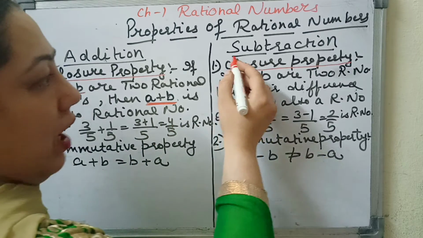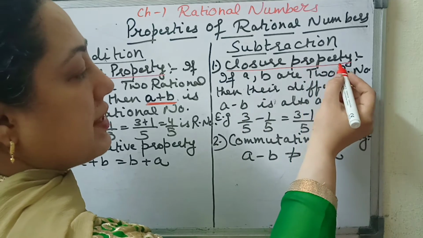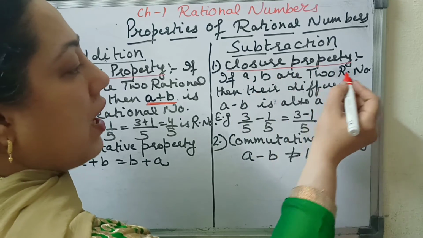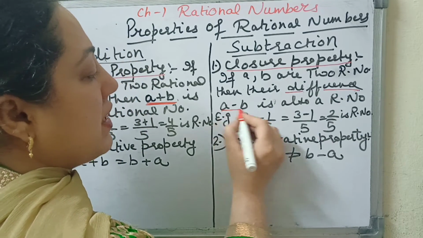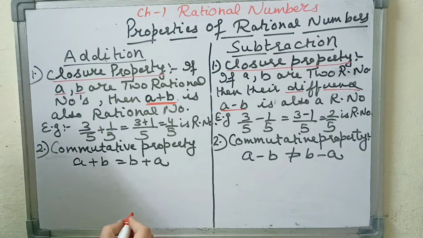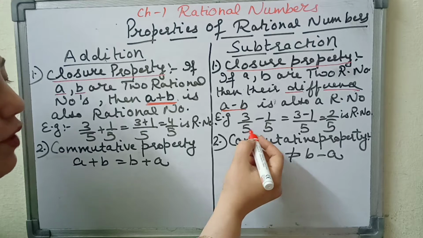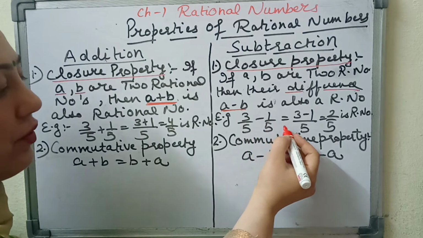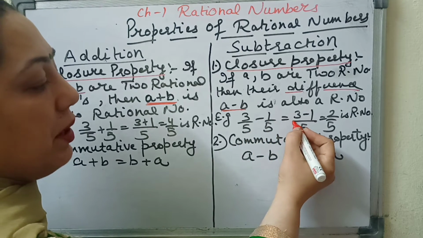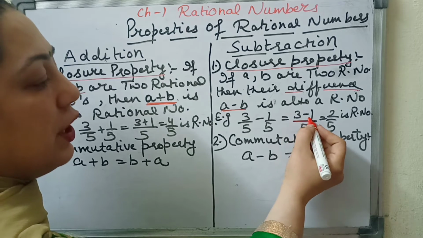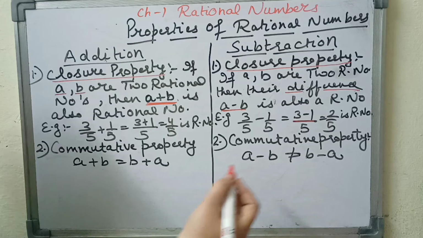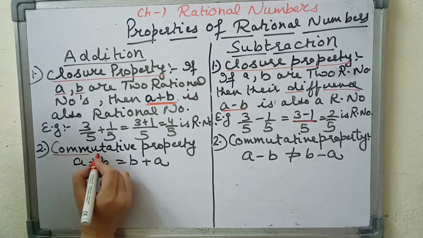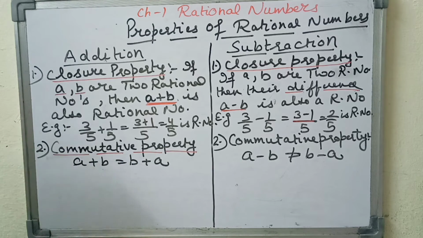Under subtraction, the closure property says if A and B are two rational numbers, then their difference, that is A minus B, is also a rational number. For example, 3 over 5 minus 1 over 5. The denominator here is 5 and the numerator is 3 minus 1, which gives 2 over 5, which is again a rational number.